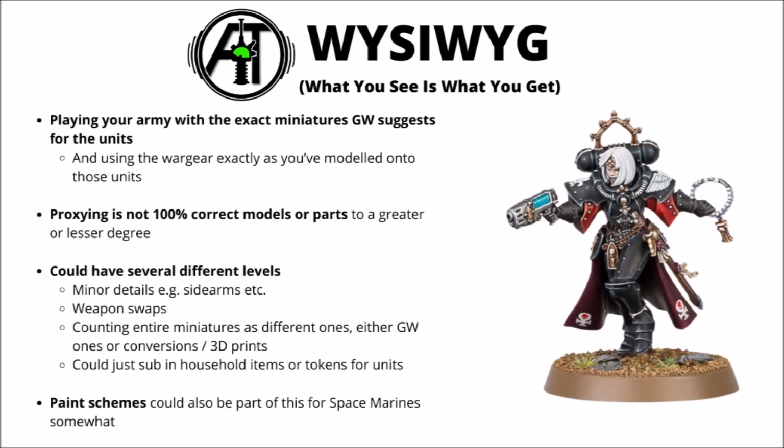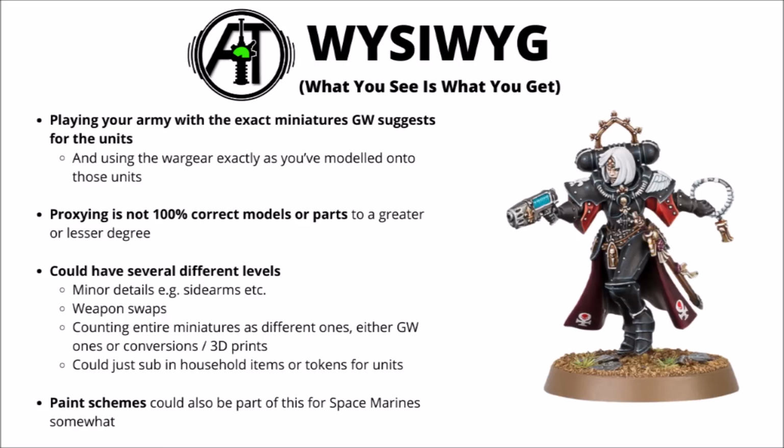Proxying, on the other hand, would be substituting in other miniatures or other bits of war gear to represent different things in game, and could definitely have a whole load of different levels, maybe very minor details on the models such as sidearms or combat knives or things like that, things that aren't exactly the main focus of the miniature. Then moving up to things like weapon swaps, say for example saying a bolt pistol is a plasma pistol or similar, and then maybe going on to counting entire miniatures as different ones, either substituting other Games Workshop Warhammer ones for other ones, or maybe using conversions or 3D prints that don't necessarily 100% line up.